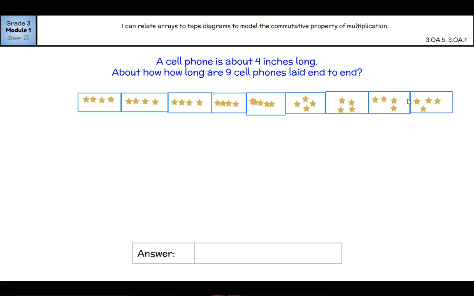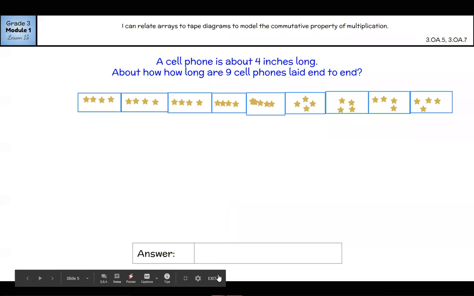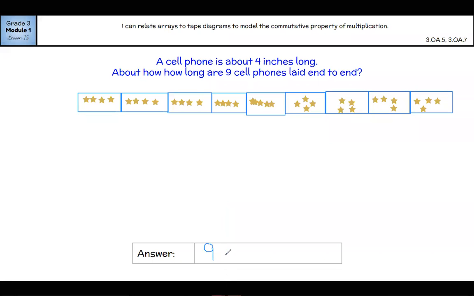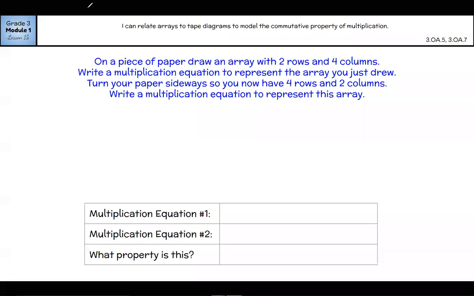Now what I know is I have 9 fours, or 9 groups of 4, and that immediately makes me think of, you guessed it, multiplication. So what I'm going to do is I am going to grab my pencil and I'm going to write 9 groups of 4, and then I'm going to write equals, because 9 cell phones at 4 inches each equals a total of 36 inches. And that is how long all of these 9 cell phones end to end are. All right, let's look at the next story problem.